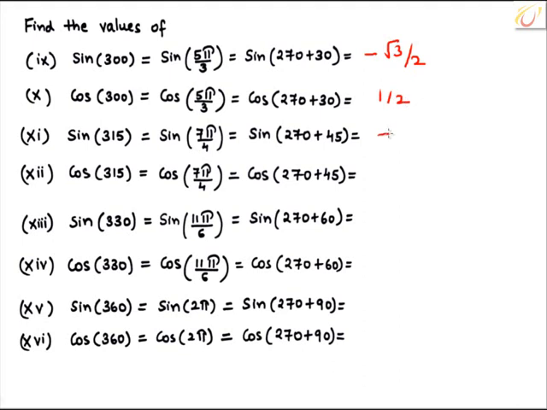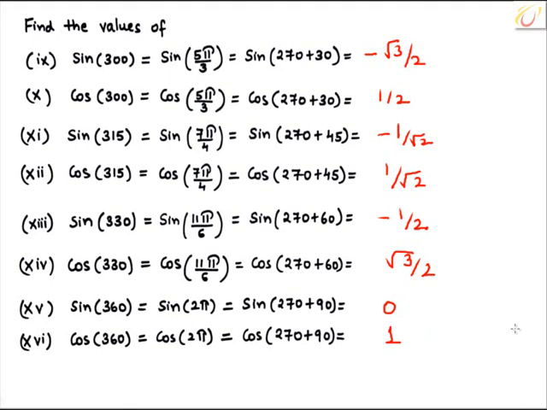Sine 315 is minus 1 upon root 2. Cos 315 is positive 1 upon root 2. Sine 330 is minus half. Cos 330 is root 3 upon 2. Sine 360 is 0. Cos 360 is positive 1. Please check your answers.